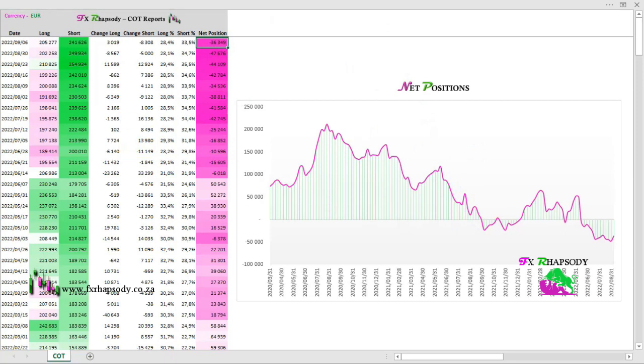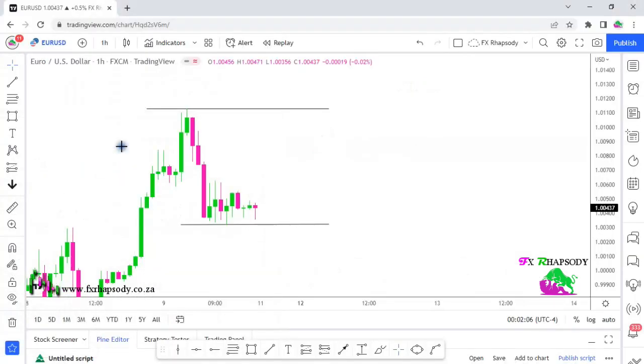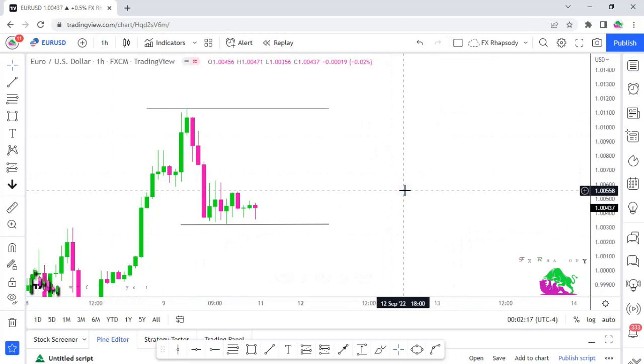All right. I didn't look at the COT reports when we did our previous pair, the USDJPY, but you can do that yourself. Just go download it from our website, and have a look and see what the COT report says regarding the Japanese yen.